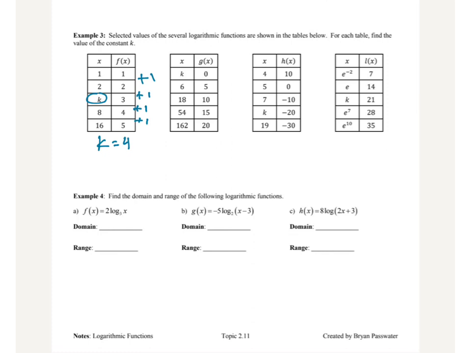Moving on. G of x on the second piece is increasing by 5 every time. Adding 5. It's 2. What's x doing? It's increasing by a multiple of 3. So if I'm going to go backwards, I'm going to divide 6 by 3, and now k is 2. Good.